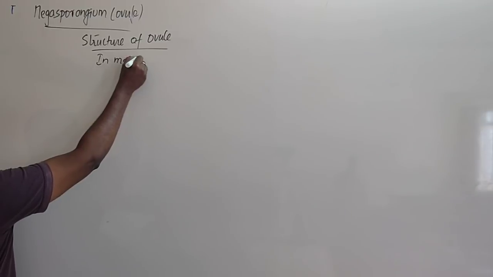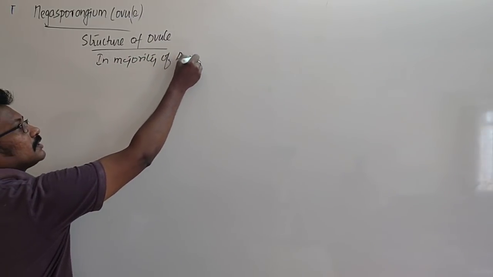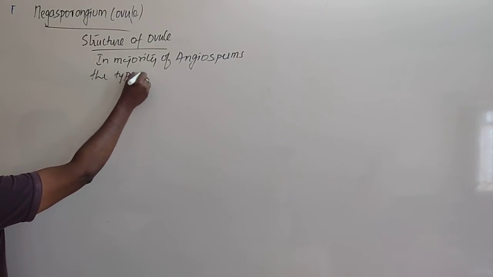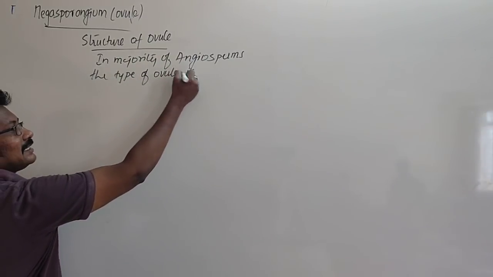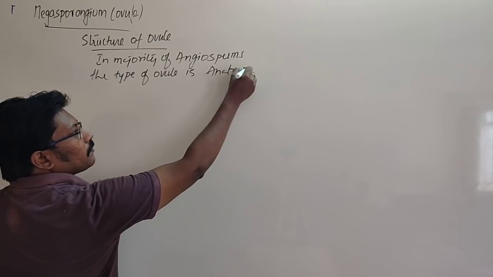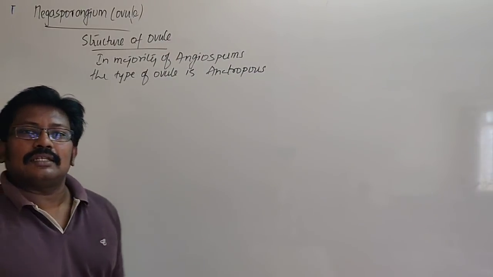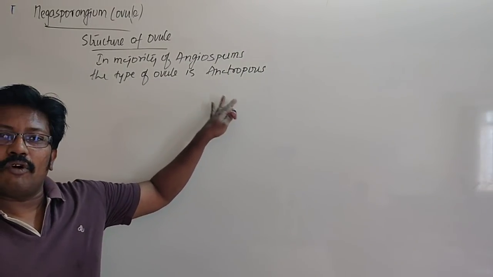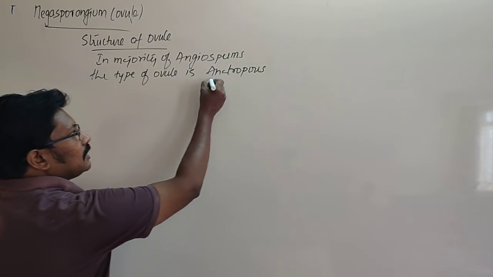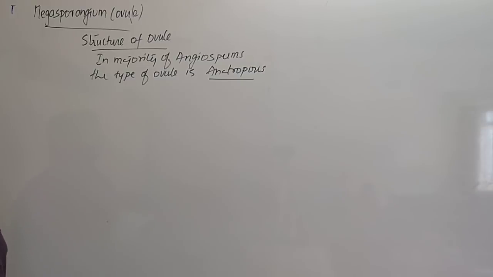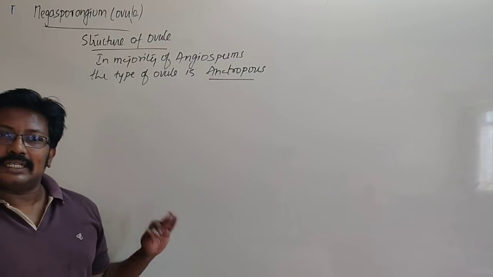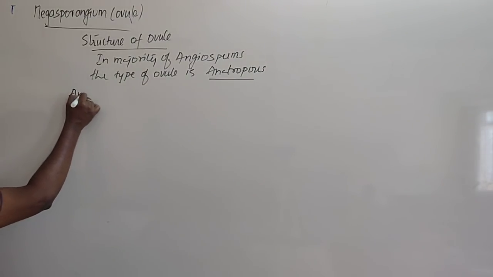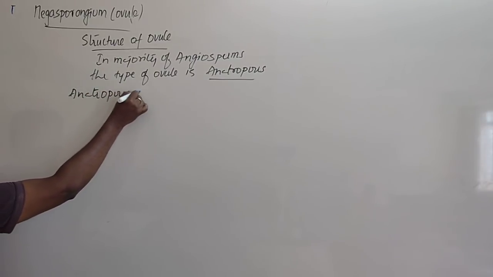In the majority of angiosperms, the type of ovule is anatropous. There are half a dozen types of ovules. Among them, this anatropous type of ovule is very common. So hence, we will see the structure of only the anatropous ovule. Later on, I will discuss the different types of ovules. Right. So we'll see the anatropous ovule.